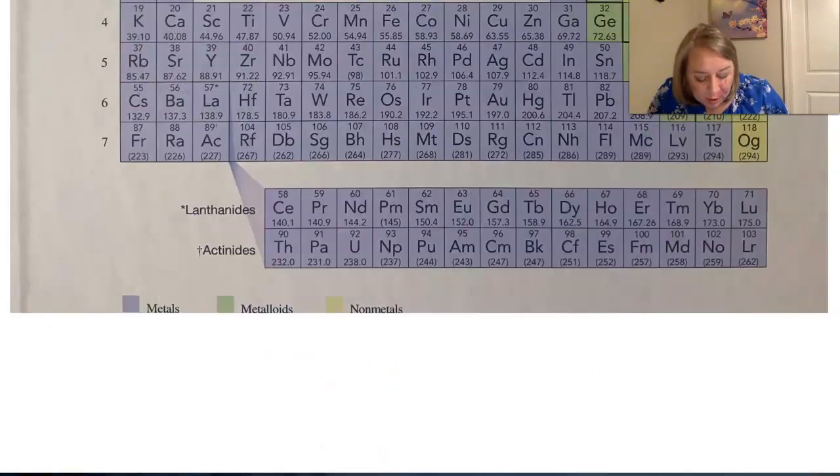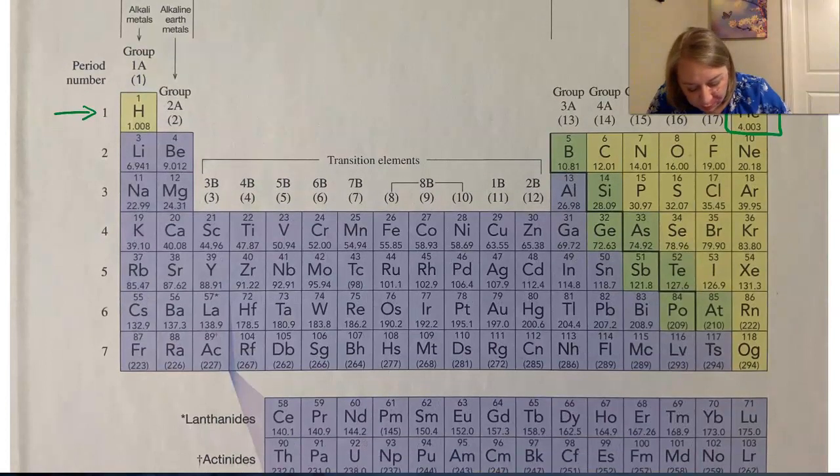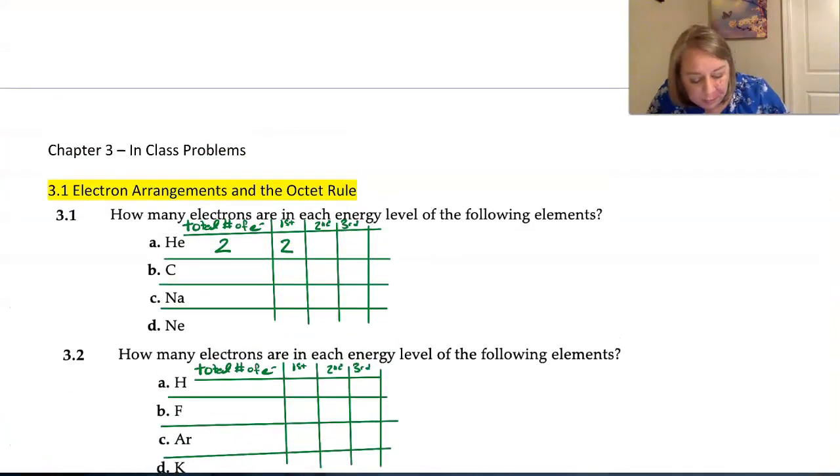Our next one is C, carbon. We have a total of 6 electrons, so let's go fill it in. Where are they going to go? You can only fit 2 in that first energy level, so we're going to put 2 there. How many do we have left? 6 minus 2 is 4. So those 4 electrons are going to go in the second energy level.